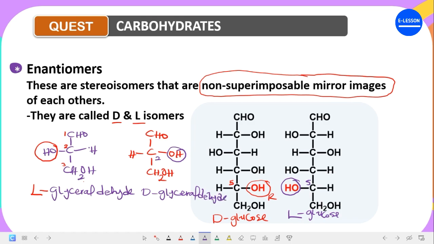So enantiomers are stereoisomers that are non-superimposable mirror images of each other. Okay? They are called the D and the L form. Now, you'll be able to determine which one is the D form and which one is the L form. If you are asked what are enantiomers, you'll be able to write and also give structures. It's very, very important, pertinent. Okay? So that is for that.